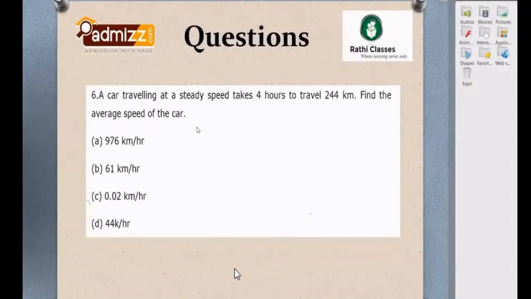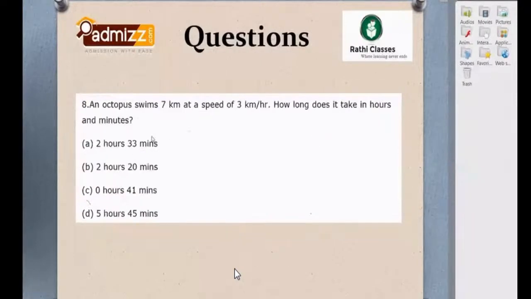Next question. A car traveling at a steady speed takes 4 hours to travel 244 km. Find the average speed. The concept is very easy. Speed is equal to distance by time. 244 by 4 is 61. The answer is B, 61 km per hour. Moving on to the next question.